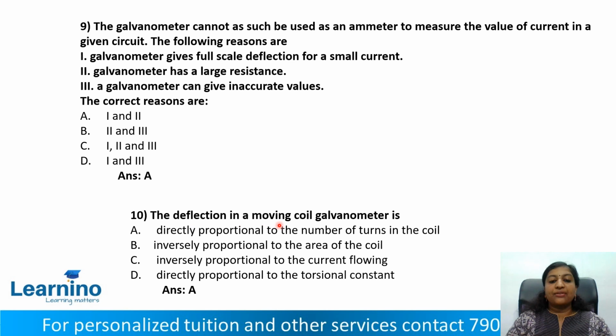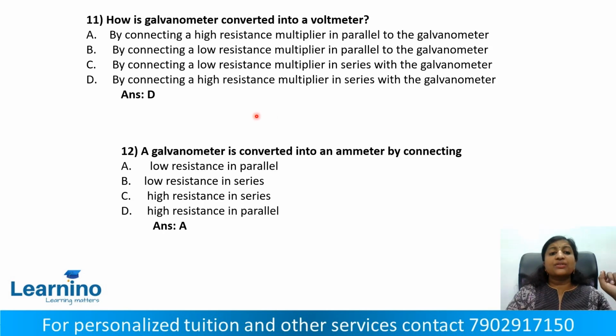Question number 10. The deflection in a moving coil galvanometer is directly proportional to the number of turns in coil, inversely proportional to the area of the coil, inversely proportional to the current flowing, and option D, directly proportional to the torsional constant. So the deflection in a moving coil galvanometer is directly proportional to the number of turns in the coil.